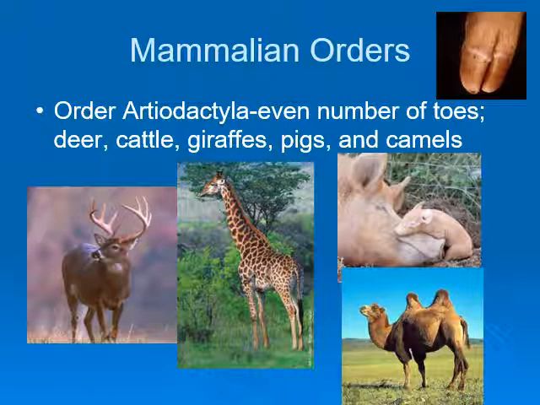Order Artiodactyla. This means having an even number of toes. So in this group, scientists have placed things that have an even number of toes. Things like deer, cattle, giraffes, pigs, and camels. These are all included in the order Artiodactyla. Most of them have 2 toes, some of them might have 4, but they have an even number of toes on each foot.